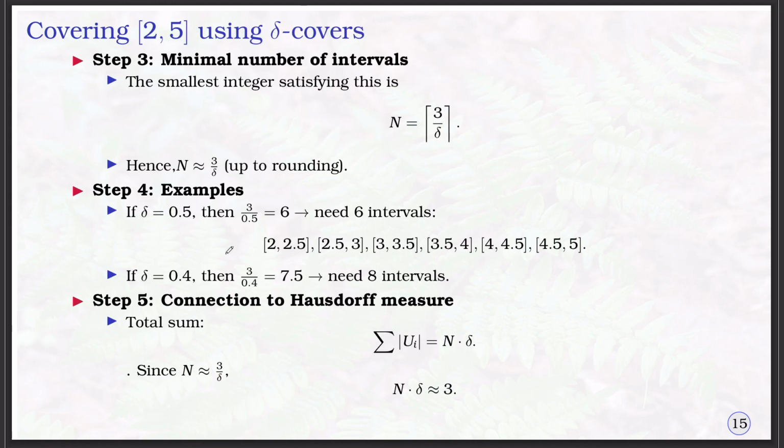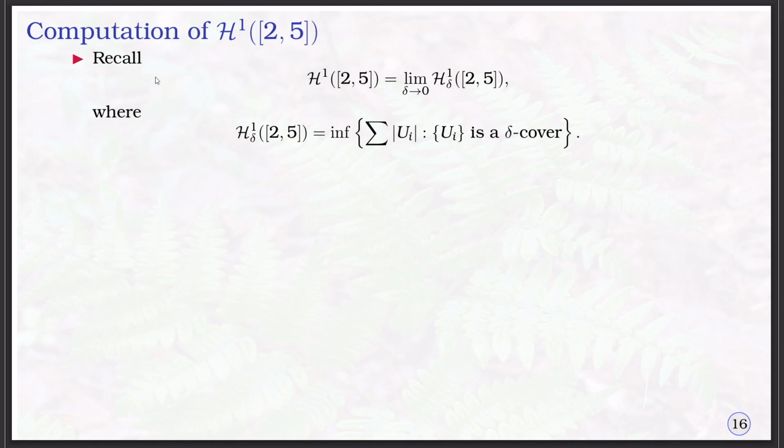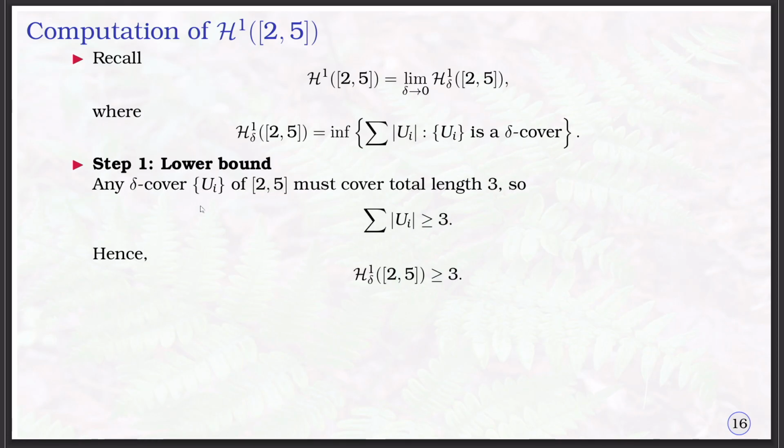So, now we are finding the covering. For that we have this relation. Now, we need to find H1 of this closed interval [2, 5]. For that, first H delta 1 of [2, 5] is the infimum of the summation of mu_i over delta covers. Now, any delta cover mu_i of [2, 5] must cover total length 3, so the summation is greater than or equal to 3. Hence, H delta 1 of [2, 5] is greater than or equal to 3.